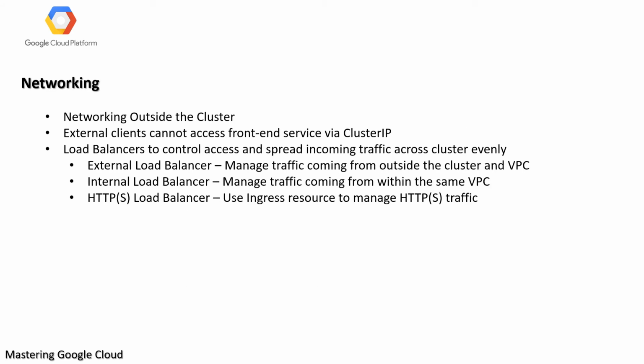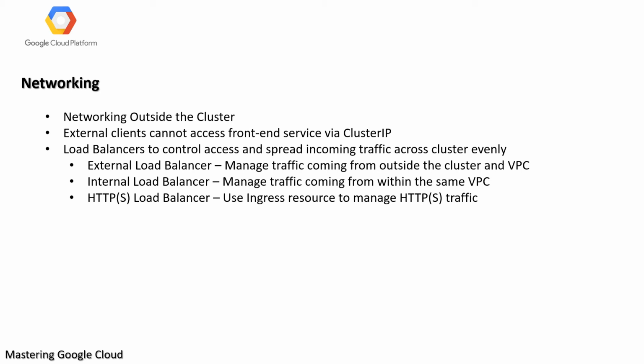Now let's look into networking outside the cluster. GKE provides 3 different types of load balancers to control access and to spread incoming traffic across your cluster as evenly as possible. You can configure one service to use multiple types of load balancers simultaneously. External load balancers manage traffic coming from outside the cluster and outside your VPC network. They use forwarding rules associated with the Google Cloud network to route traffic to the Kubernetes nodes.